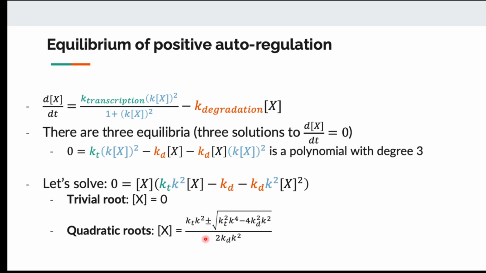if you write it down, I wrote it out for you. The other two are real. When you have an equation with degree 3, sometimes you worry that the roots may be imaginary, but in this case, they are all real. So there are 3 concentrations of X of the gene at which you have no change in X. The slope, the change in X, is 0. The differential equation is equal to 0.